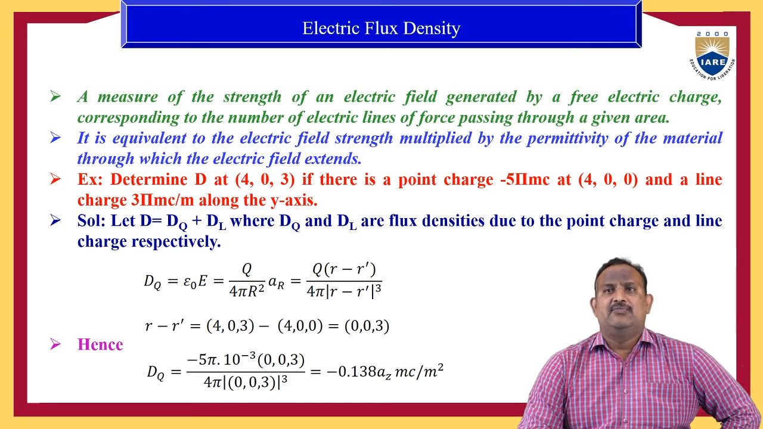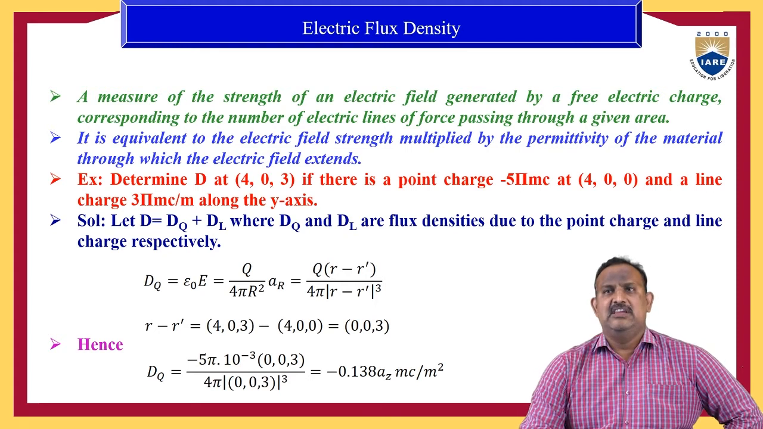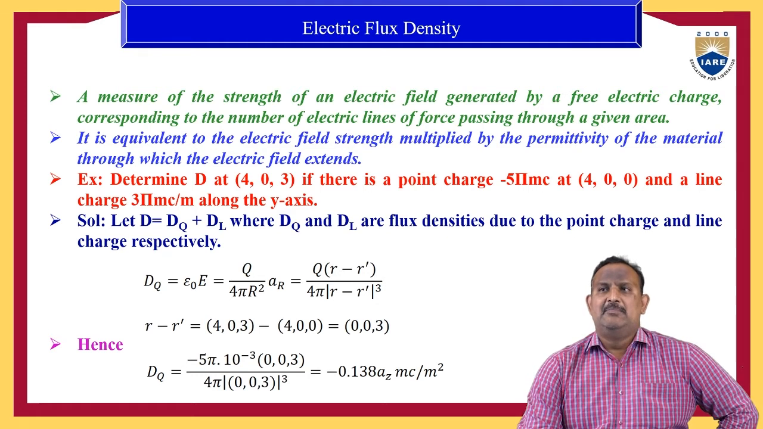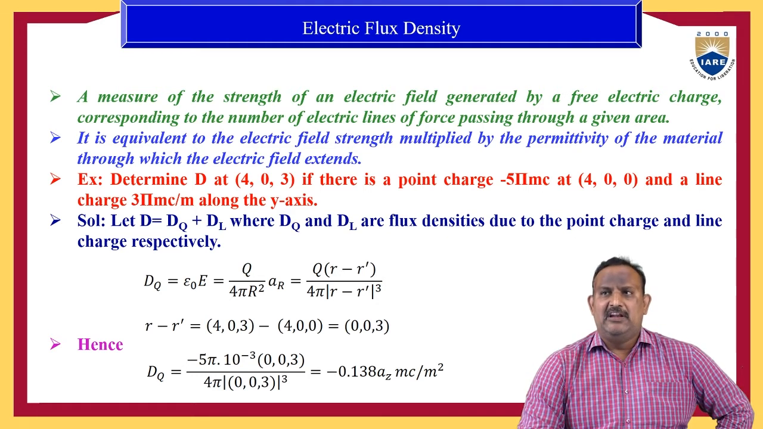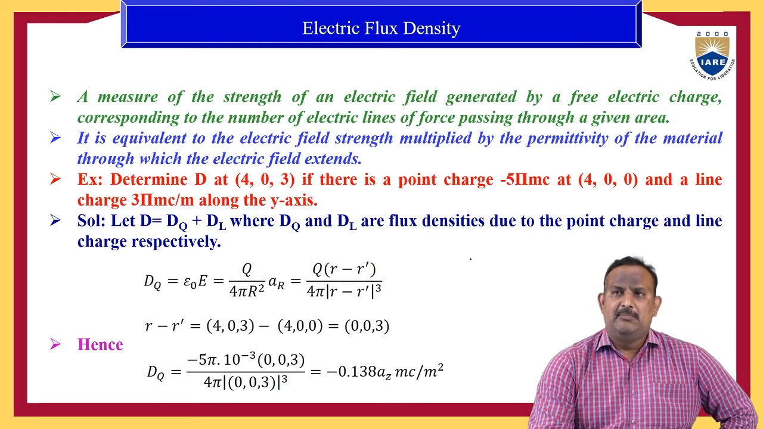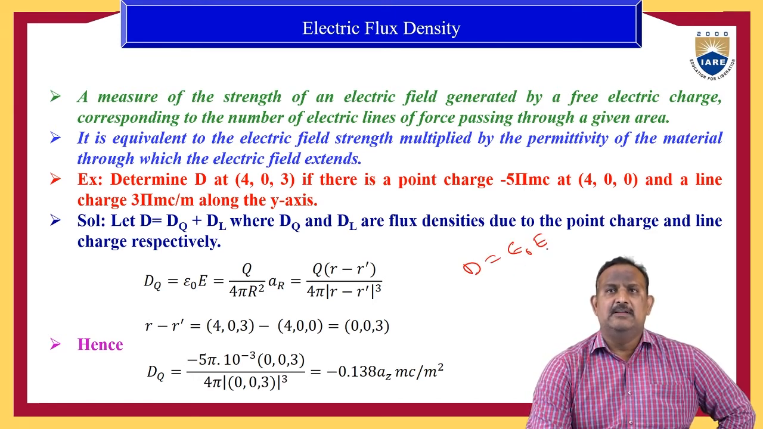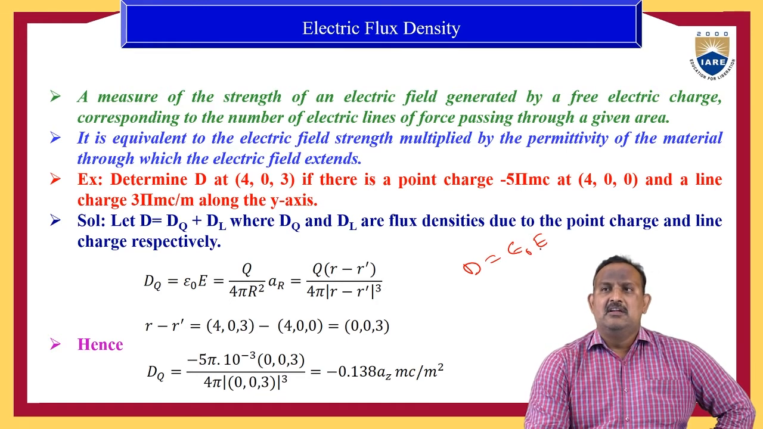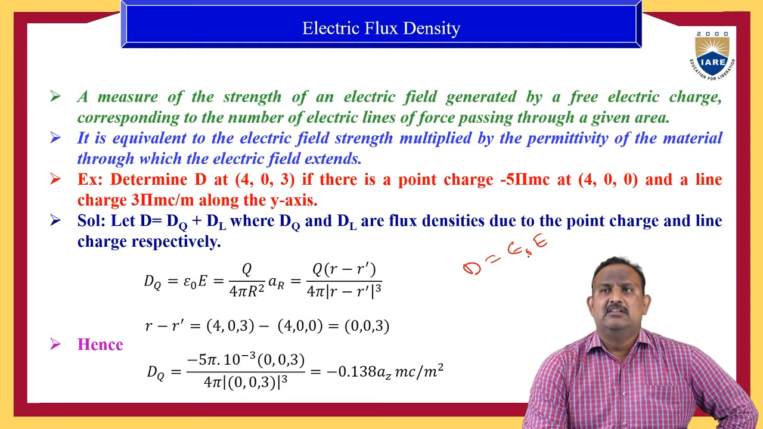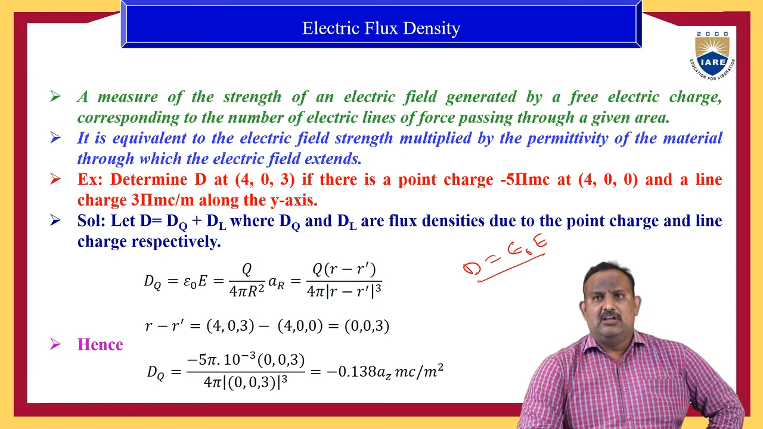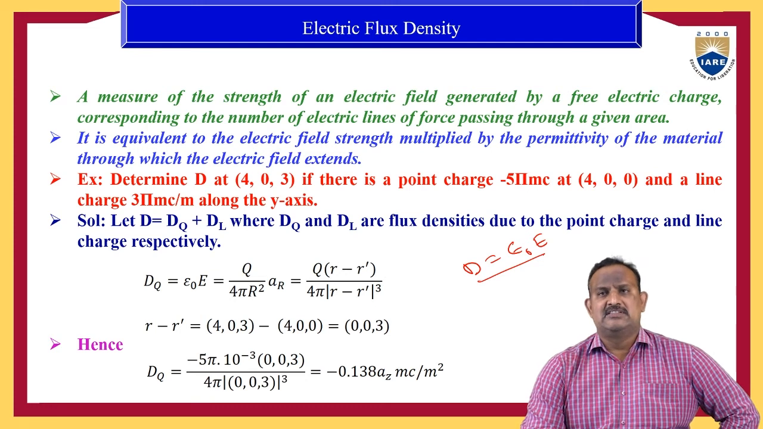In a simple manner, we can define the electric flux density in another way. It is equivalent to the electric field strength multiplied by the permittivity of the material through which the electric field extends. Or simply, D is equal to epsilon naught E, the electric field strength E multiplied by the permittivity of the material. We can simply call it electric flux density.